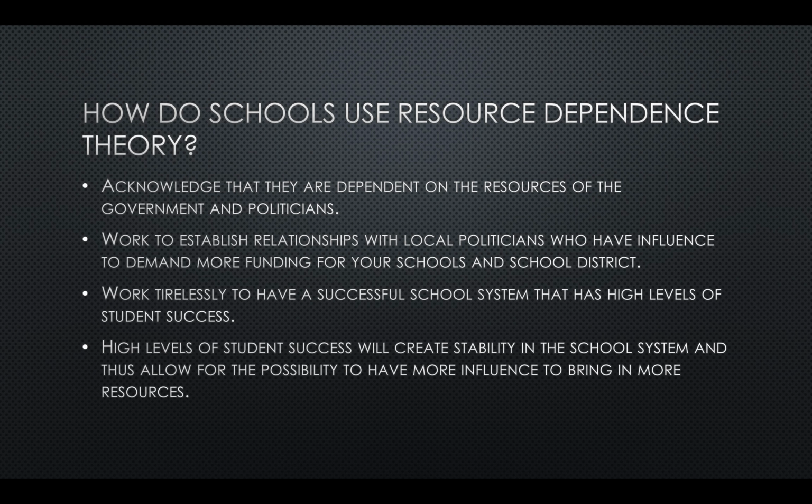That is the key in all of this: if you work towards student success, everything else should fall into place. And fourth, high levels of student success will create stability in the school system and thus allow for the possibility to have more influence to bring in more resources. Back up what you do, basically.